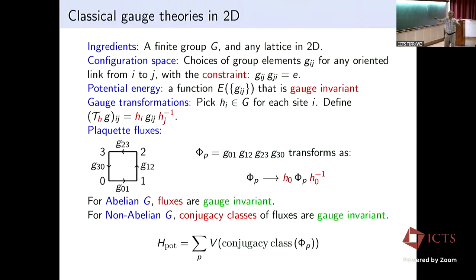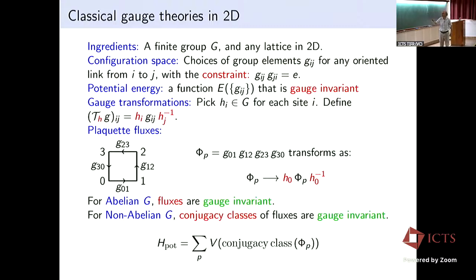So now you have a very simple recipe to write down a gauge invariant potential energy. You take a function that depends only on conjugacy classes of fluxes. And that's the recipe. The recipe for the simplest situation is to take an additive function. So that's the free energy, if you wish. It's a sum of plaquette terms. Of course, we could add binary plaquette interactions, but in fact, that's the simplest thing that we can do. So we have a gauge invariant energy functional.